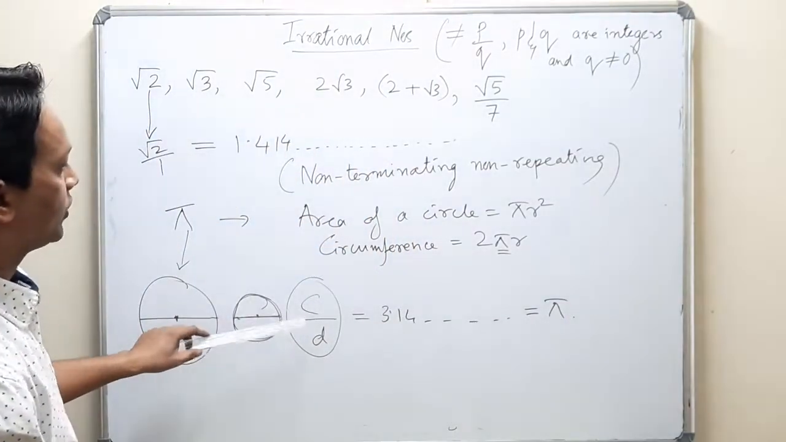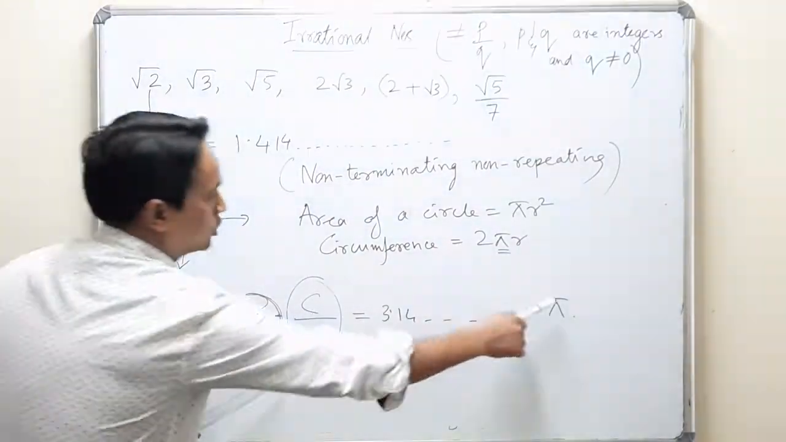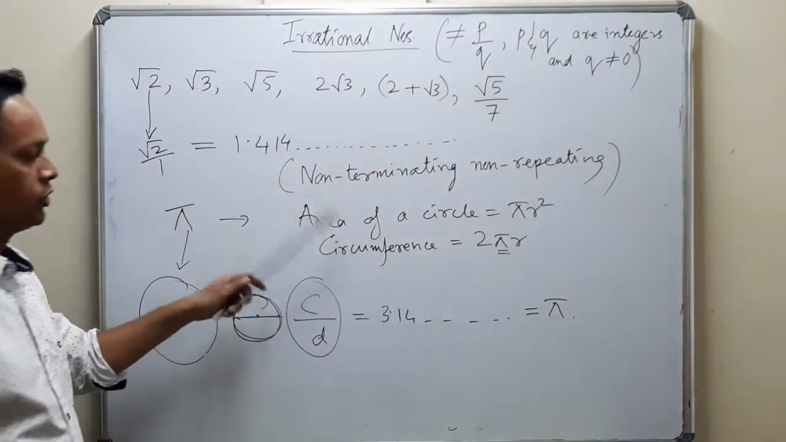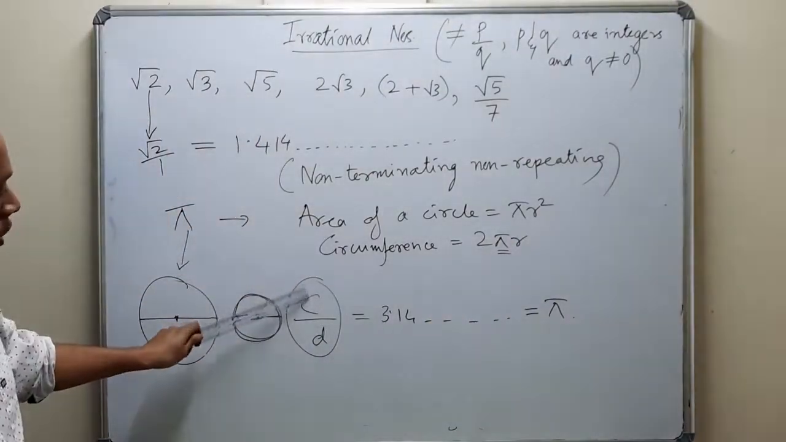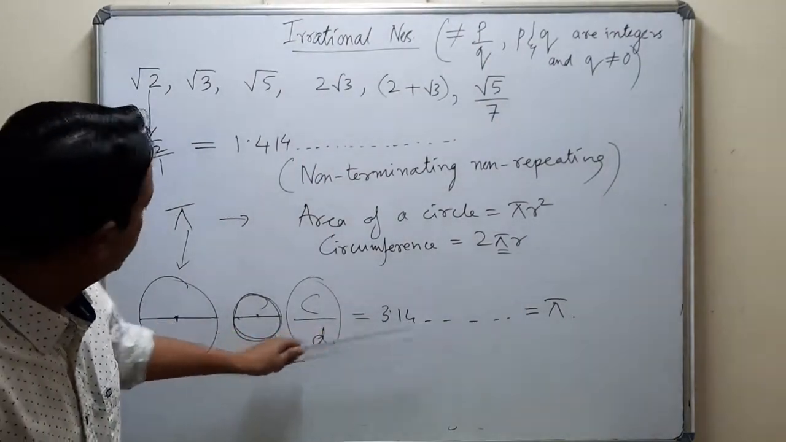So actually, the formula of circumference is coming from here only. If you cross multiply, you will get pi into d. D is the diameter, which we can write as 2r. Anyway, we'll talk about that later. Here, the ratio of circumference to the diameter always comes out to be this type of number.